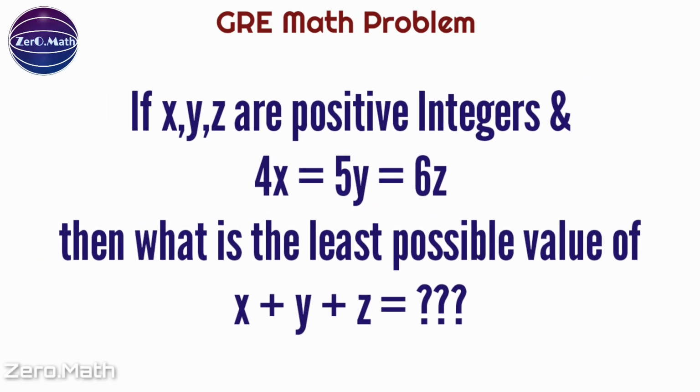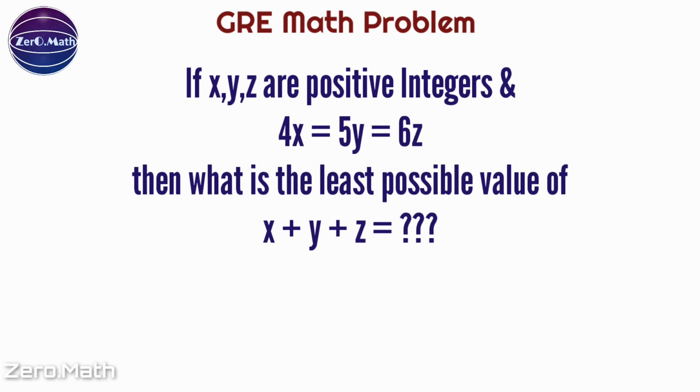If x, y and z are positive integers and 4x is equal to 5y is equal to 6z, what is the least possible value of x plus y plus z?